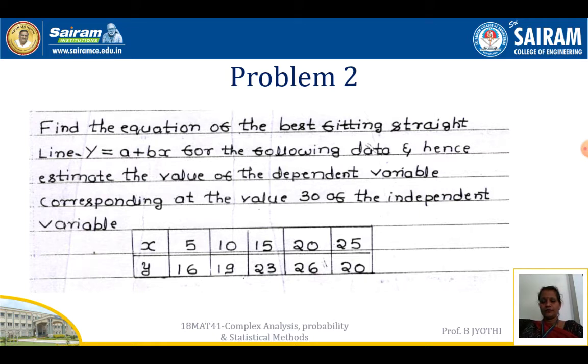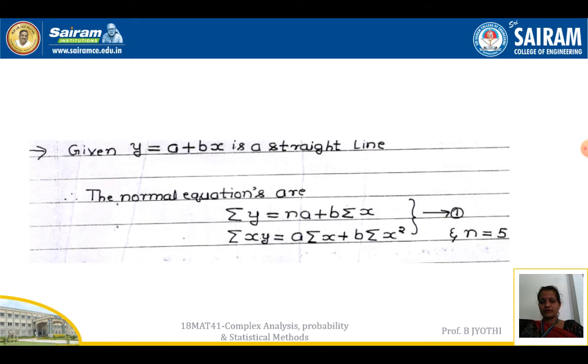Now the solution. Given y is a plus bx is a straight line, the normal equations are sigma y is na plus b sigma x, sigma xy is a sigma x plus b sigma x square, and here we can observe n is equal to 5. This is equation number 1.